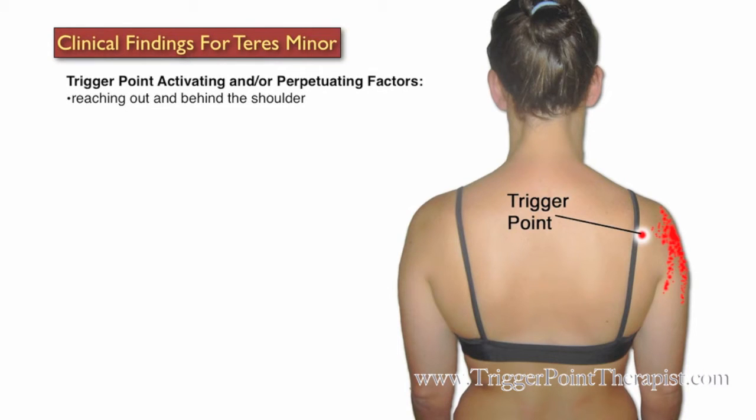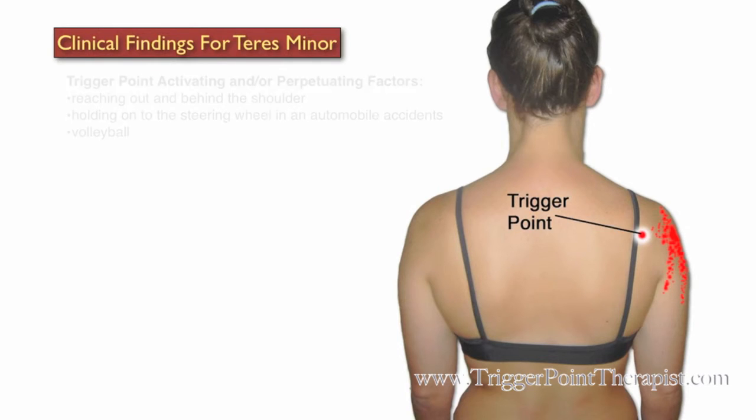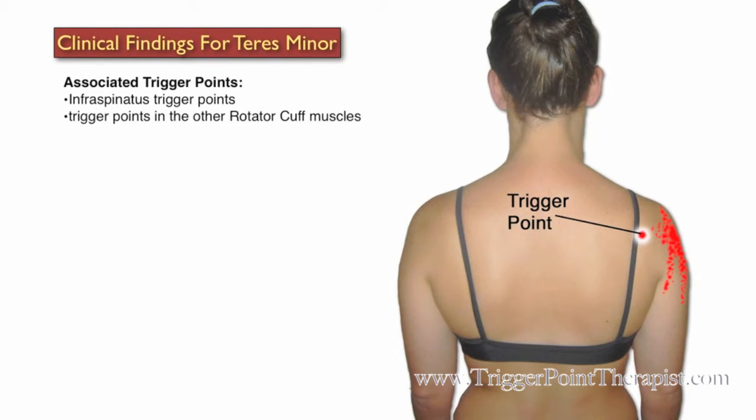Activating or perpetuating factors for a trigger point in the teres minor muscle include reaching out and behind the shoulder, holding on to the steering wheel during automobile accidents, and playing volleyball. Trigger points in the infraspinatus muscle and the other rotator cuff muscles are functionally associated with the trigger point in the teres minor muscle.